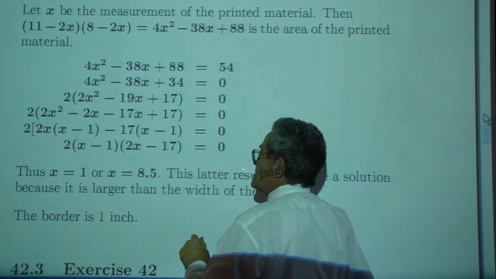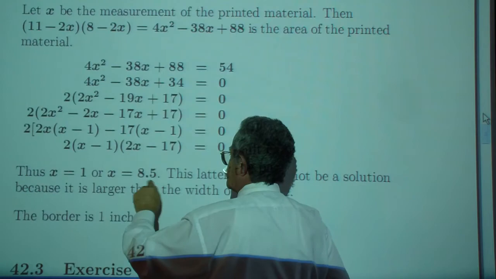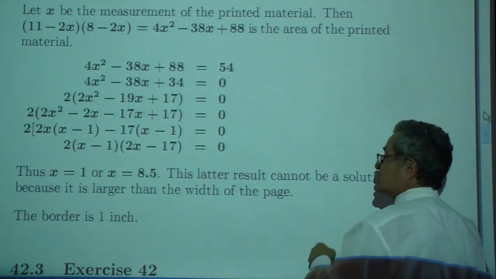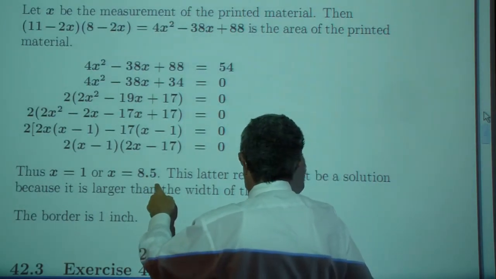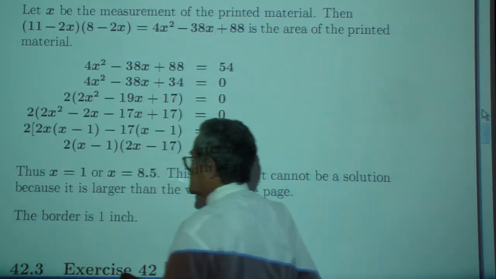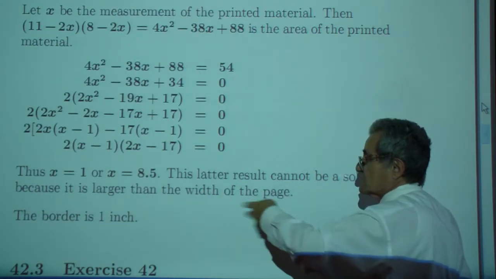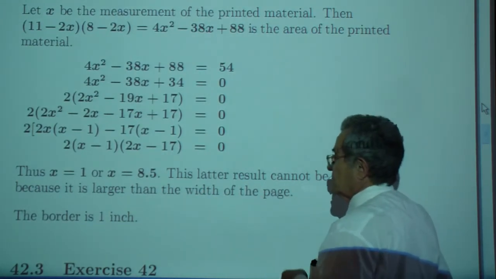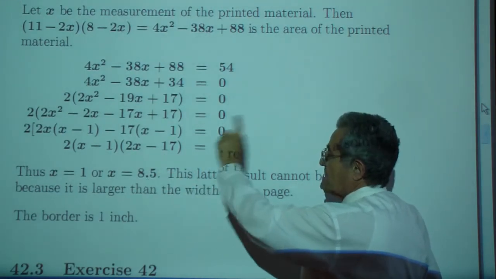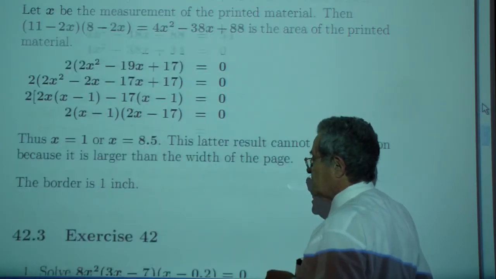So the border can be either x is 1 or x is half of 17, 8.5. This latter result cannot be a solution because it is larger than the width of the paper. Can you imagine 8.5 inches on this side, 8.5 inches on that side, and you're left with some number, if the total from that end to this end is just 8 inches, that's impossible. So the border is 1 inch.